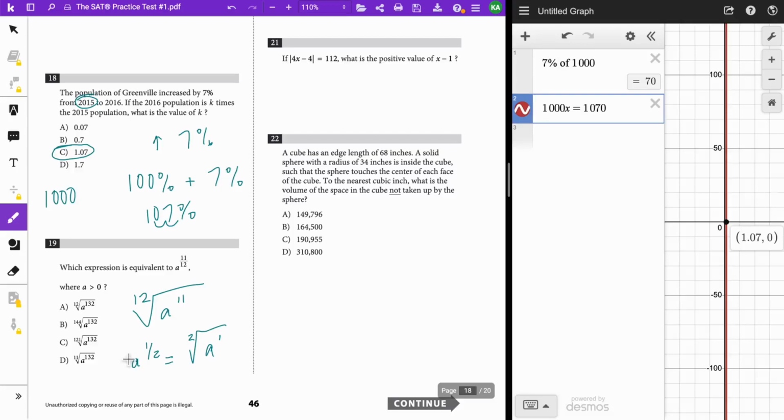Well, we need to do a little thinking now. So if we look at A, there's no way that the 12th root of A to the 132nd power is equal to the 12th root of A to the 11th, because these are the same, so these have to be the same, and that doesn't work. So A is definitely out.